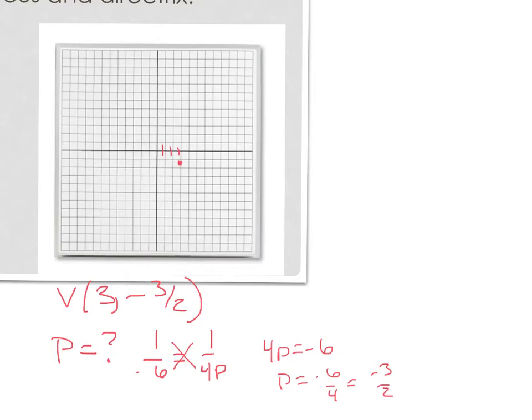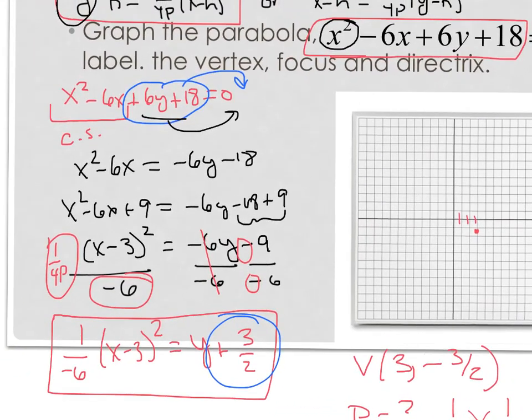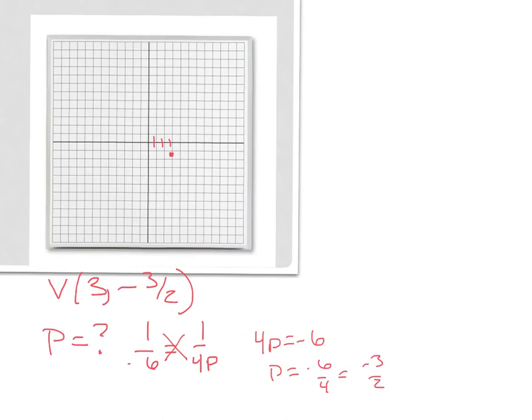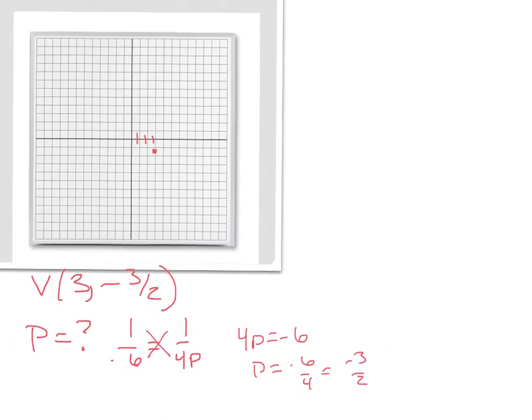Does this guy open up or down? So let's look over here. It's y is equal to, and it's negative. So that means I open down. So I'm going to draw my parabola. It opens down. And I know p is equal to negative 3 halves. So I'm going to go ahead and move down 3/2, which is 1.5.